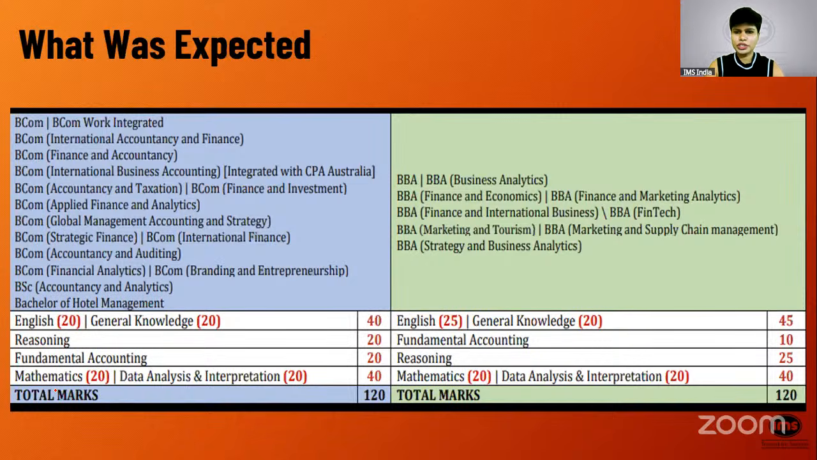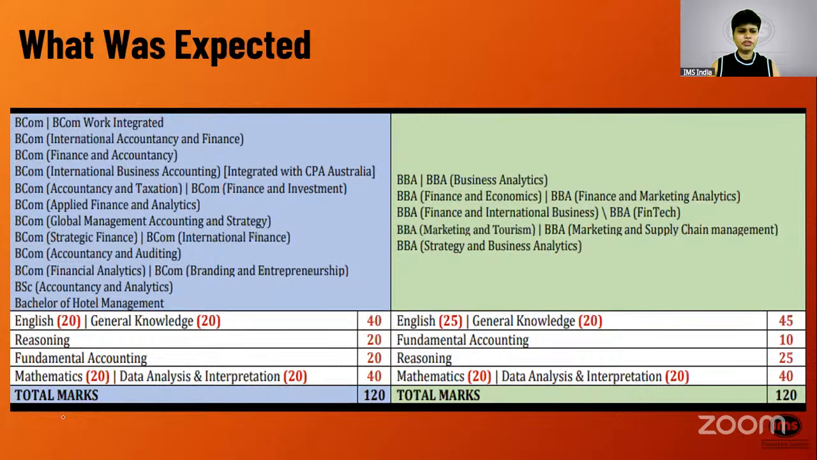The total was 120 questions, and each question carried 1 mark. There was a negative marking of 0.25. Correct? Now, again, what happened here? There was no sectional breakup.